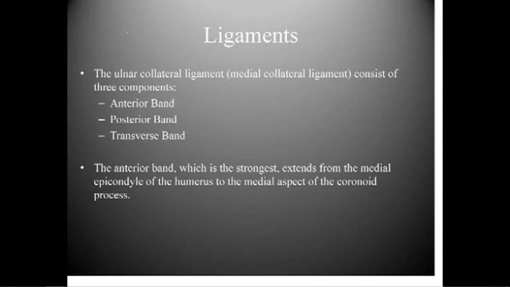So the ligaments. The ulnar collateral ligament, which is the medial collateral ligament, consists of three components: the anterior band, posterior band, and the transverse band. The anterior band, which is the strongest, extends from the medial epicondyle of the humerus to the medial aspect of the coronoid process.